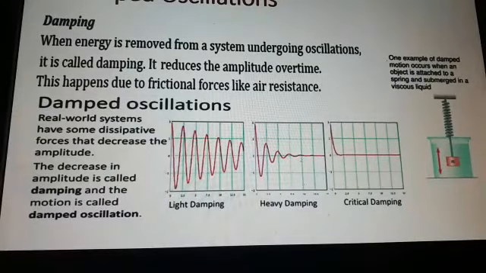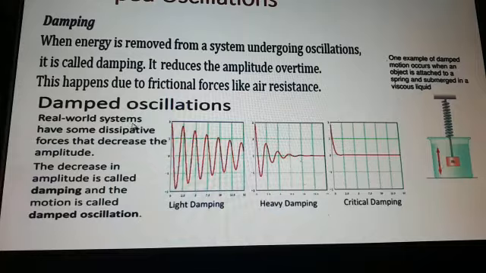What do you mean by damped oscillation? Damping means that energy is removed from a system undergoing oscillations. It reduces the amplitude over time. This happens due to frictional force like air resistance. Here is one example of damped oscillation: the motion occurs when an object is attached to a spring and submerged in a viscous fluid or liquid. And here it is damped oscillation.